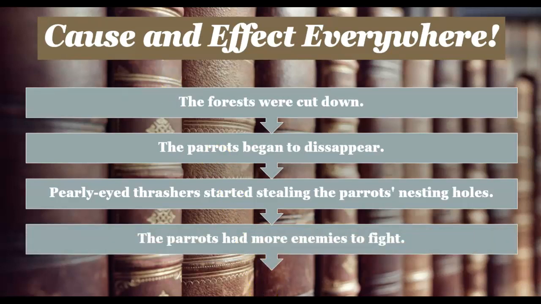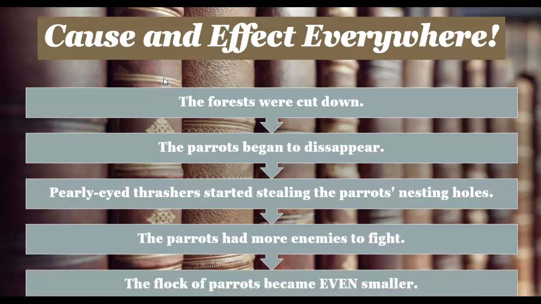Because the parrots had more enemies to fight. What's going on there? When an organism has many predators and many enemies, it begins to struggle for survival. And finally, the flock of parrots became even smaller. If you have more enemies, like I said, animals struggle to survive.